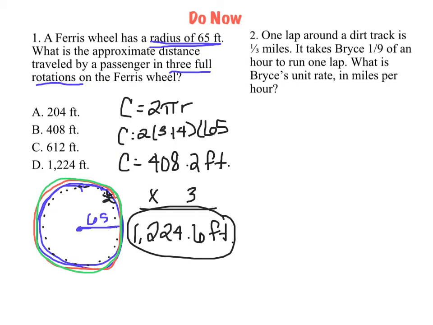Alright, the second one, I forgot to say we should not have used our calculator to solve number 2. This is going to be on the inactive part of the test. So the question is asking for his unit rate in miles per hour. So this is going back to a unit rate problem. This is a comparison, so I can write a ratio. I'm comparing miles to the hours.